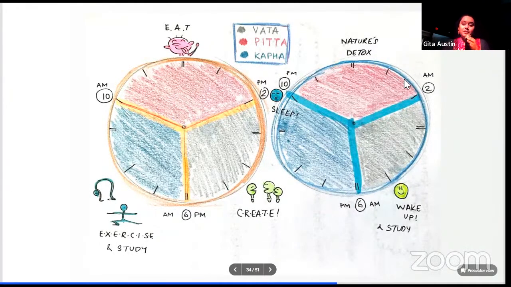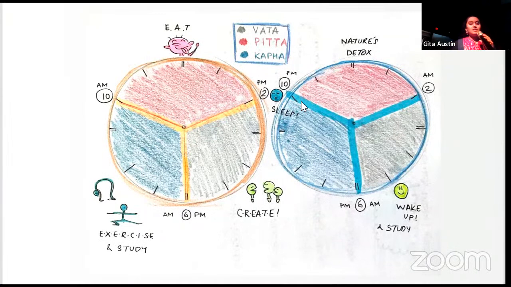And then 10 p.m. to 2 a.m., we have nature's natural detox. In the body during that time of the night, your body is actually already removing the waste metabolites, the waste at the cellular level. So all that is going to get removed, and you're going to become clean by morning if you sleep during that time.